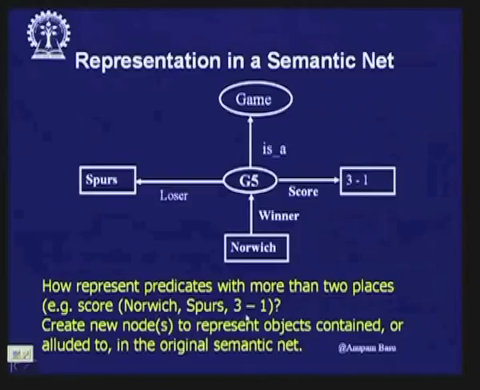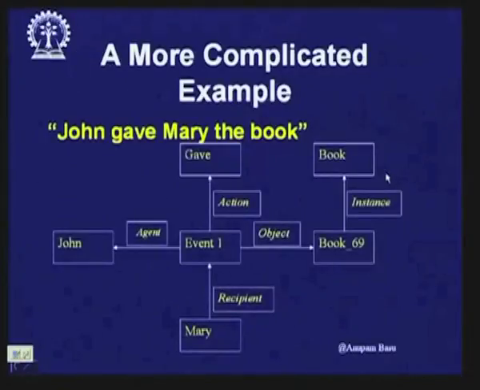But whenever we need to represent three-place predicates, I need to create a new node. This new node had to be created, you see. Otherwise, I could have just said game. In this game, there is a winner and a loser. I could have said Spars and this. But the score of different games will differ. So, I may need to create a particular node which will specify the additional fact. We will see some more examples from here.